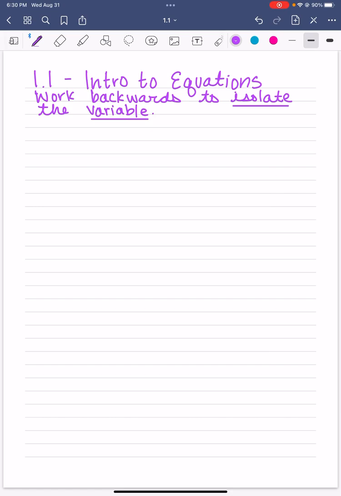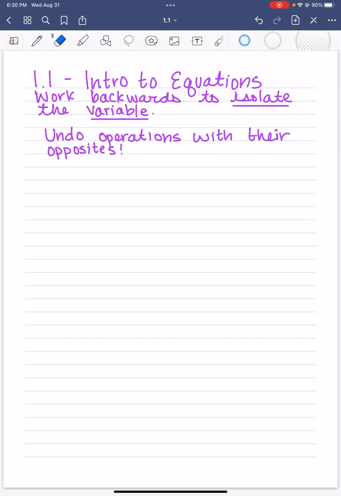When we work backwards, we are going to undo operations with their opposites. We've got two sets of opposite operations that we are going to be using right now in this unit. Addition is the opposite of subtraction.